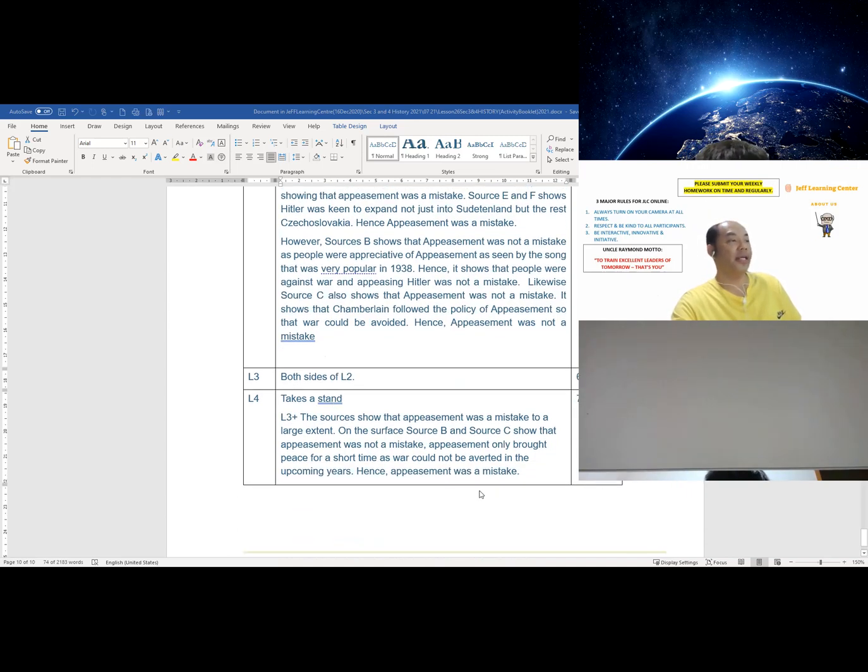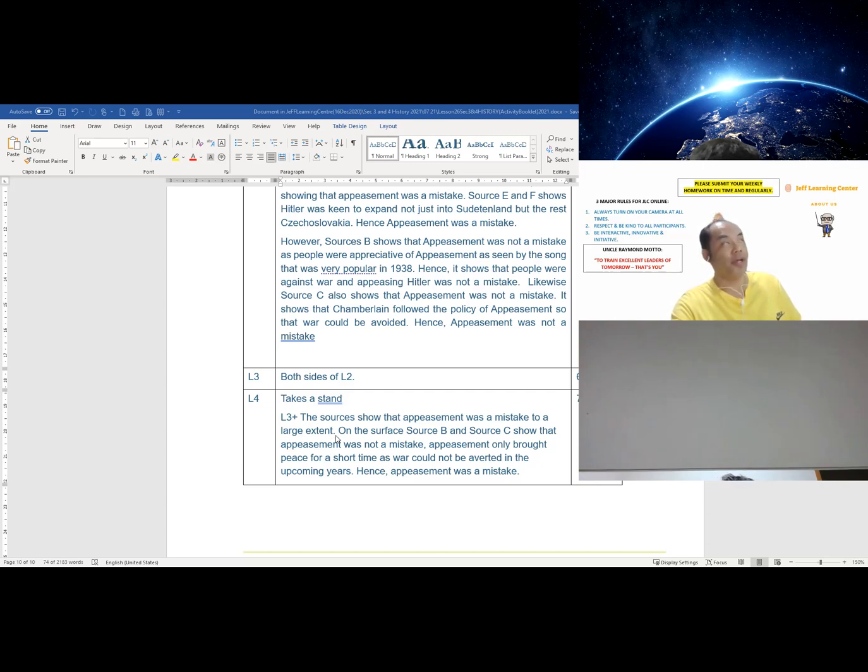So shun can be used like this. Take an example: take a stand. The source shows that appeasement was a mistake. This one is important. Anyway, I'm going to put it in the Google Classroom, so don't worry. The source shows that appeasement was a mistake to a large extent. Do not put 'to a certain extent'. From now on, don't, because that means you are sitting on the fence. You cannot sit on the fence.